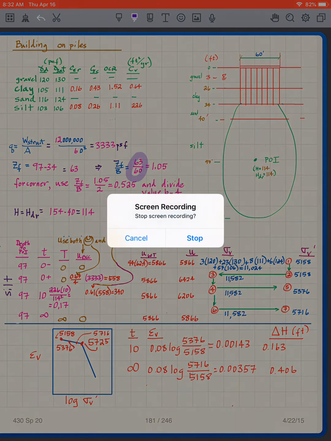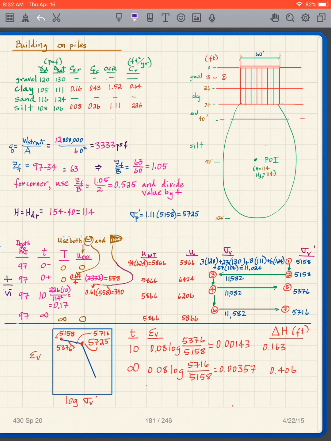We're evaluating again the corner. So for the corner, we have to do our little trick to use the ZF over B of 1.05 over 2, which is 0.525, and then when we get the value, we're going to divide by 4. In this case, again, we have single drainage, so HDR equals H, and the H is what? H is this distance right here, from the bottom of the pressure bulb to the top of the silt. It's 114.